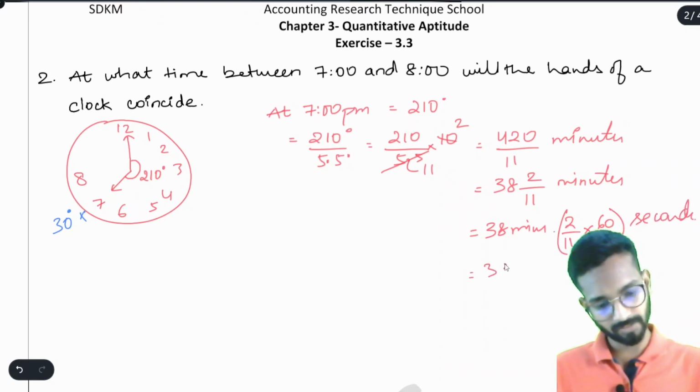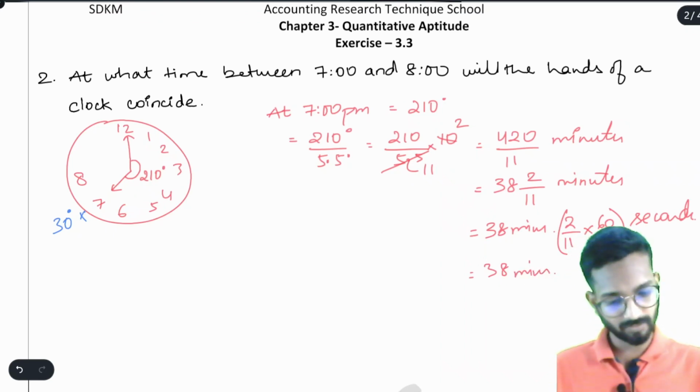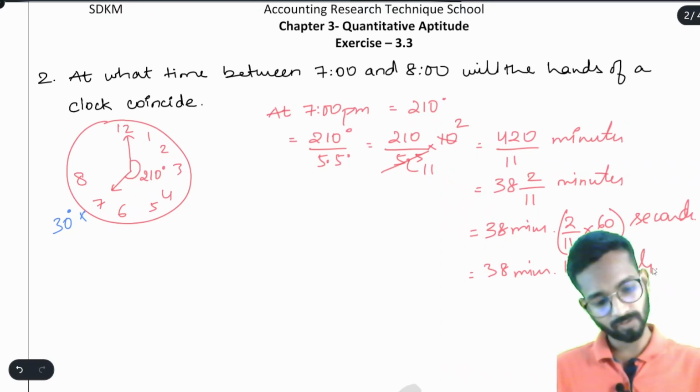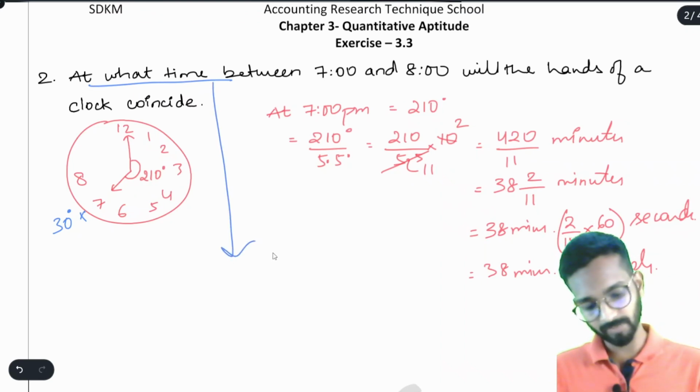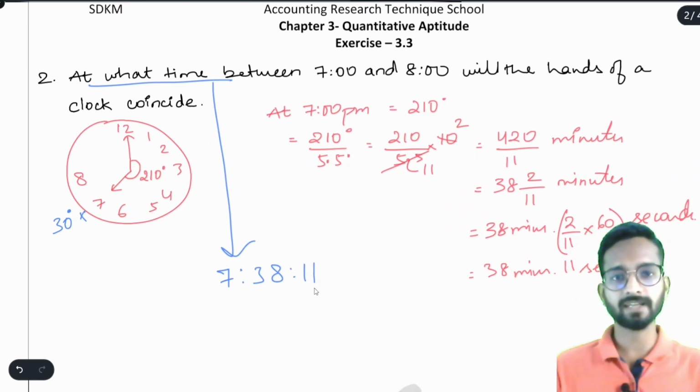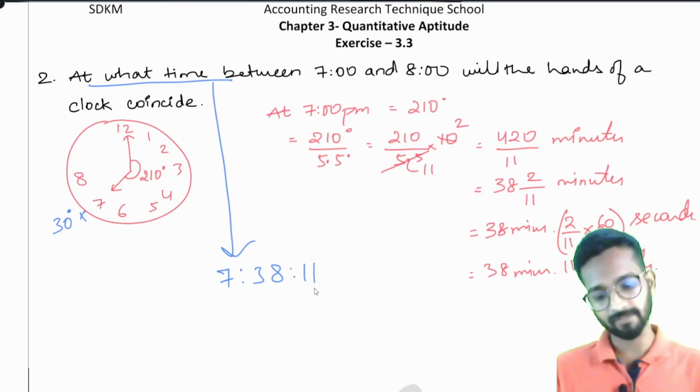It will be 38 minutes and 120 by 11, around 11 seconds. So at what time, if I have to find out, it will be 7 hours 38 minutes and 11 seconds. Exactly at 7:38 and 11 seconds, the hour hand and the minute hand will be meeting, or you can say they will coincide.